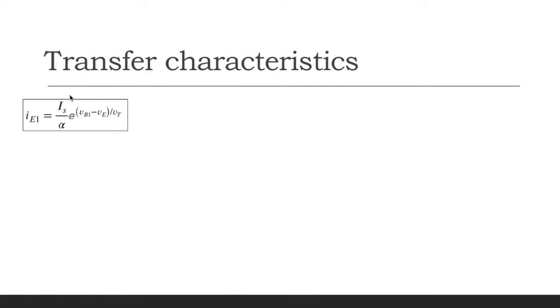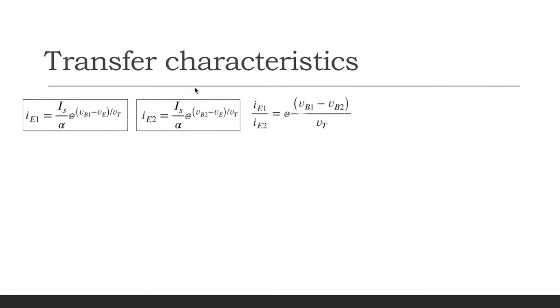So the emitter current of the first transistor Q1 is given by this formula, IE1 = Is by alpha e to the power (VB1 minus VE) by VT. VB1 minus VE is basically the voltage between base and emitter, and VT is the temperature parameter. Similarly, IE2, the emitter current of the second transistor, is also given here. The difference is that here we will have VB2 instead of VB1.